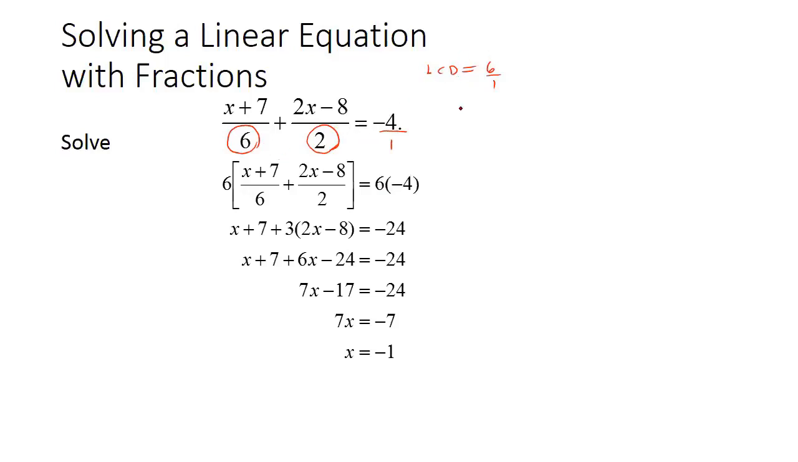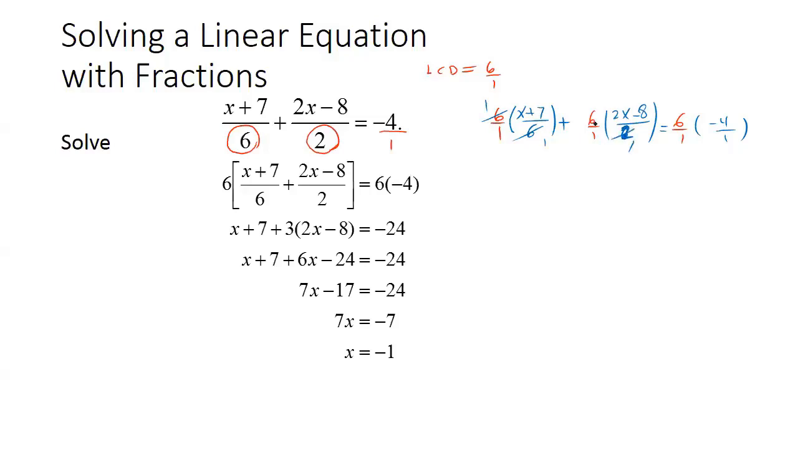So you multiply each term by the LCD. So I have 6 over 1, 6 over 1, 6 over 1. So here we have 3 terms. The first term is (x plus 7) over 6, plus (2x minus 8) over 2, equal to minus 4 over 1. You see how we multiply each term by the LCD? So this would guarantee to eliminate the fractions. So my next step would be to eliminate fractions, right?